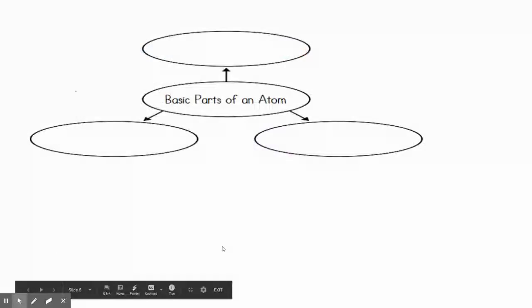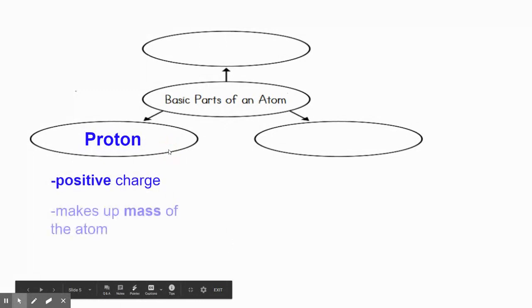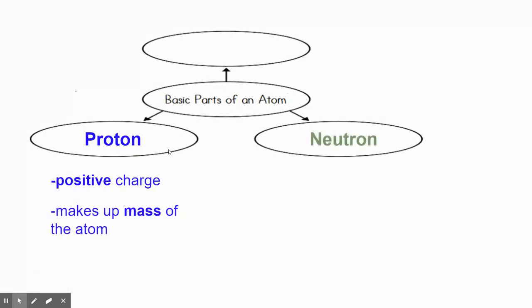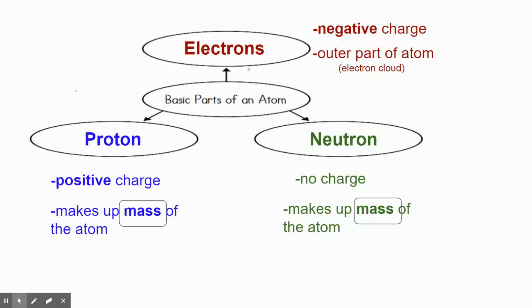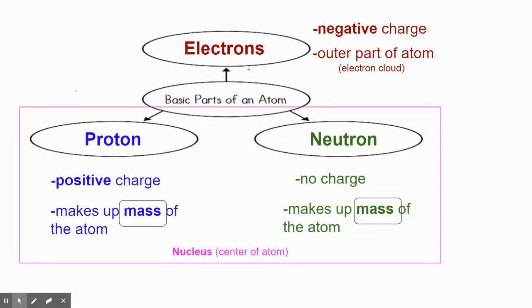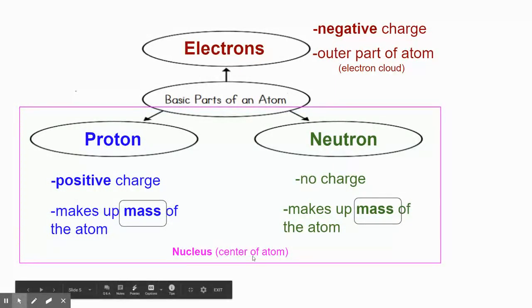So, the basic parts of an atom, the three main parts. We have protons. They're positive, and they make up the mass of the atom, along with neutrons. Neutrons have no charge, and they also make up the mass of the atom. Then we have electrons. They're negative charged. They're in the outer part of the atom, in the electron cloud. So the nucleus is the center part of the atom where the protons and the neutrons are located, and that makes up the mass of the atom.